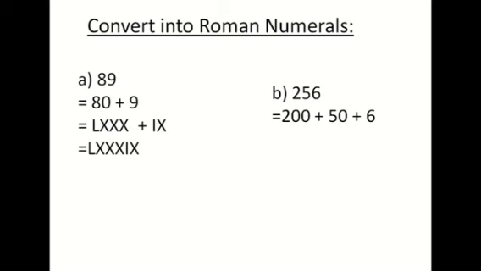200 means 100 plus 100. And the basic symbol for 50 you know. And 6 also I think you can. Have you completed? You can check it from here. So C, it is 200, L 50, VI is 6. Now remove the plus symbol and write down the answer. So it is CCLVI. I hope everybody completed.